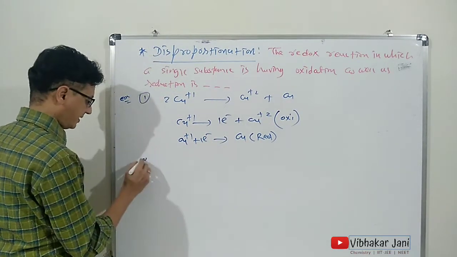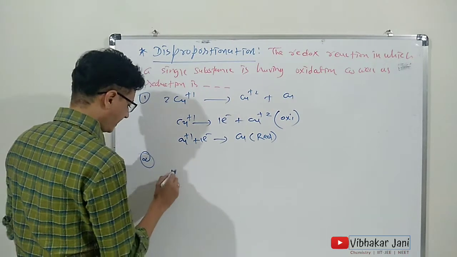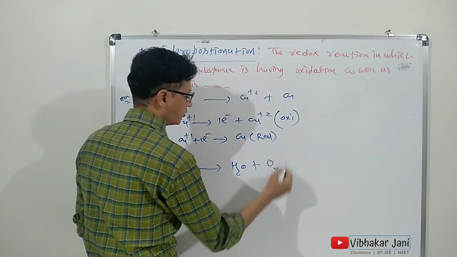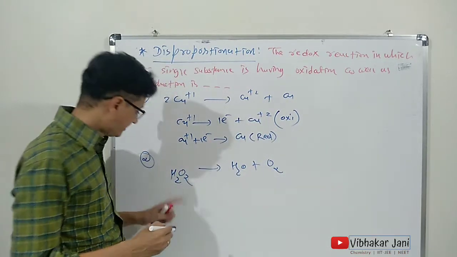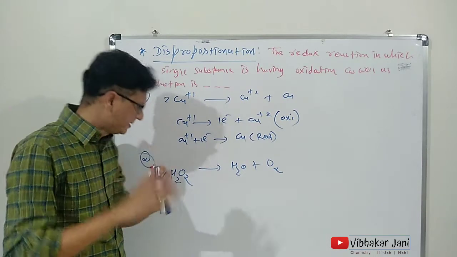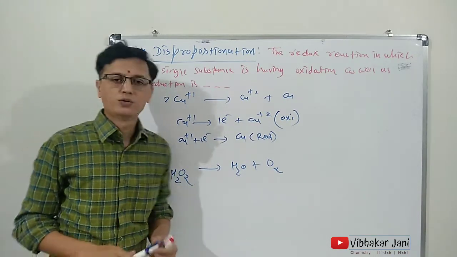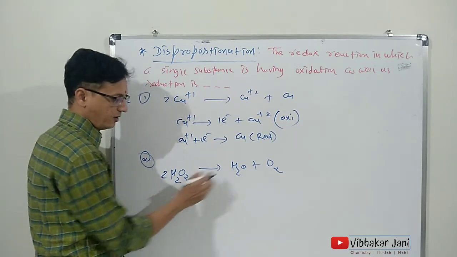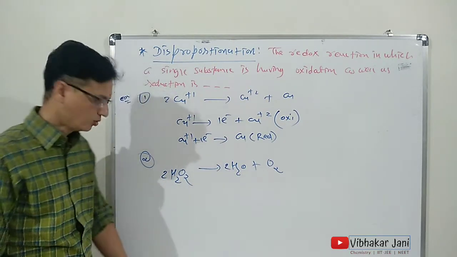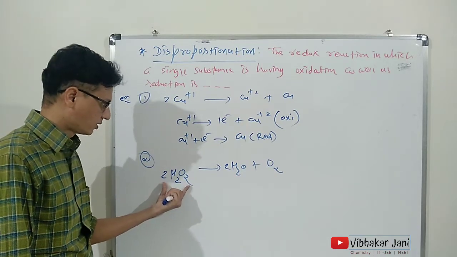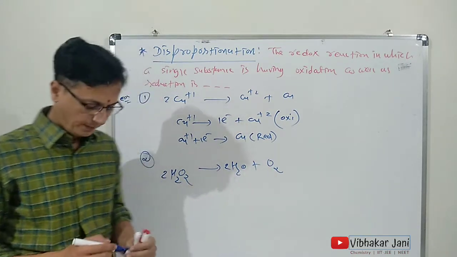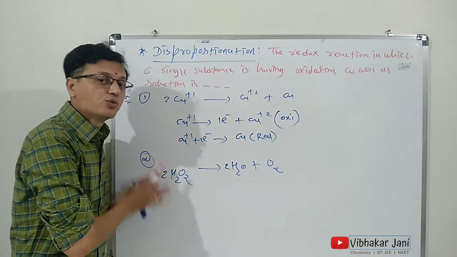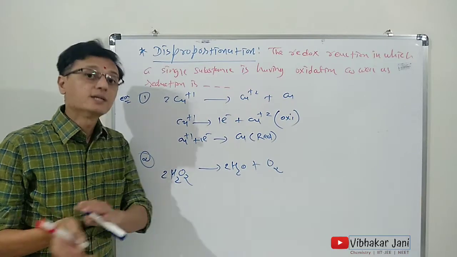Now let us take the second example. Suppose I write H2O2 and it is decomposed to H2O and O2. Here this is hydrogen peroxide. Now if you balance this equation, then you will have 2 molecules of H2O2. Let us balance it. Here we have a total of 4 hydrogen, so to make this 4, we will multiply it by 2. And oxygens are also 2 to 4, so here 2 plus 2 is 4. Now it is a balanced chemical reaction. The same H2O2 molecule is oxidized as well as reduced.